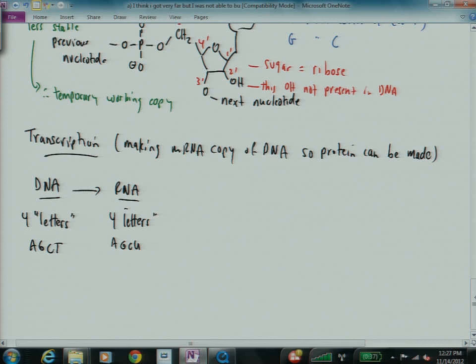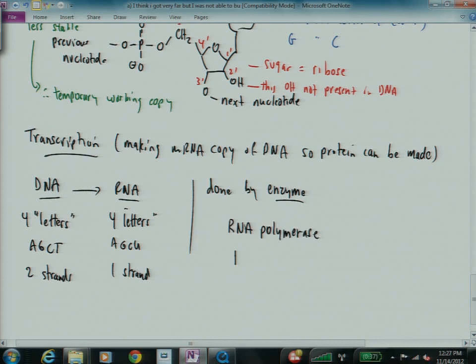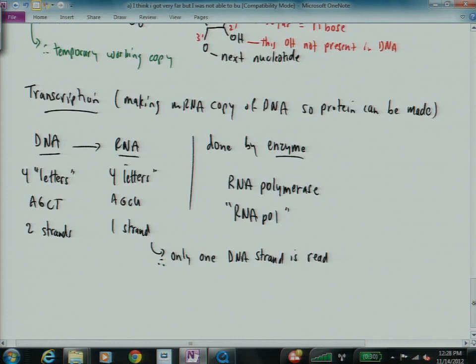Right? And this is done by an enzyme called RNA polymerase, or RNA Pol for short. Not a super imaginative name, but very descriptive. It polymerizes RNA. It makes polymers of RNA. And a couple of things. The note here is that only one DNA strand is read, right? Which is the first sort of odd thing, but true.